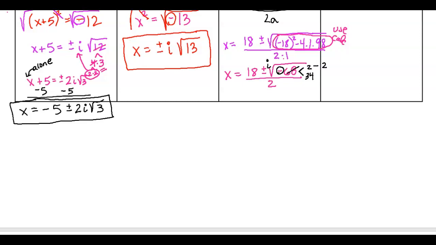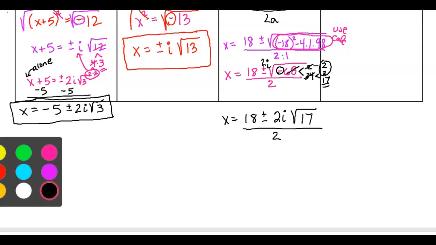So 2, and then 34 breaks up into 2 times 17. So here's the double. And so what that means is I'm going to actually put a 2 out with the i. The 17 is going to stay in the root. So let's write that nice. I get 18 plus or minus. Now it's 2i root 17 because 17 was single and it doesn't break down. All over 2.